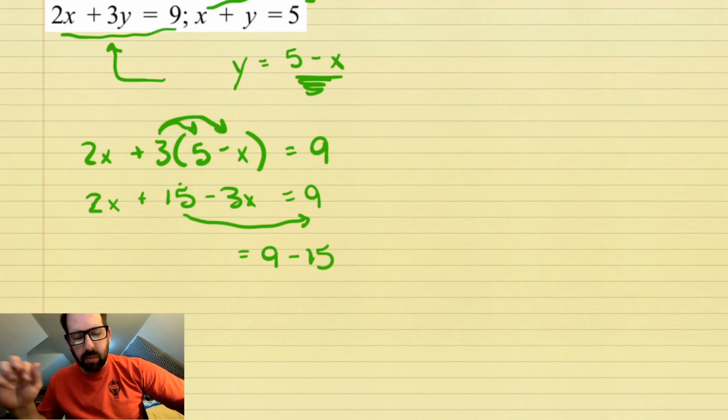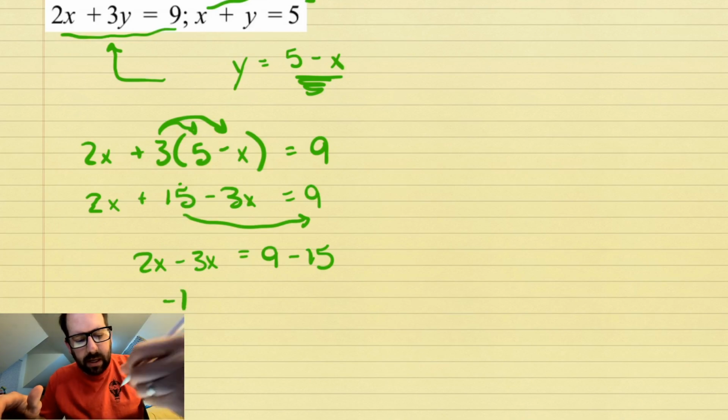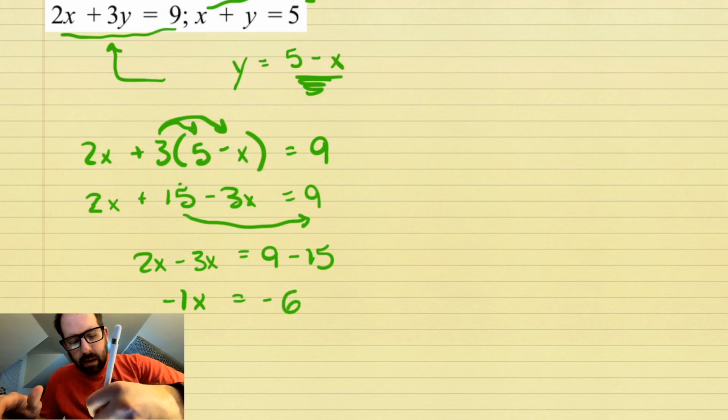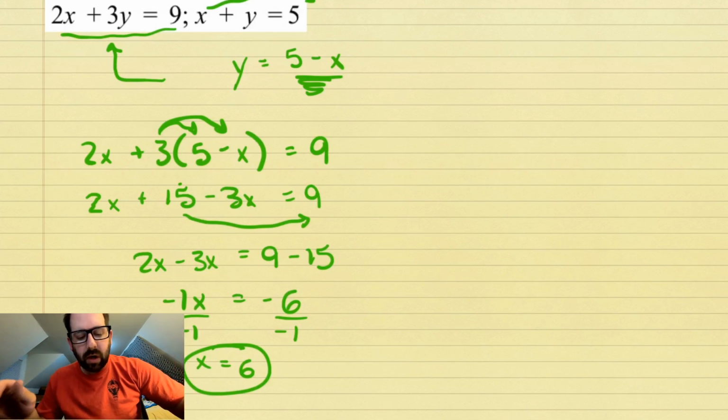It always changes sign when it moves across an equal sign. And the 2x minus 3x is on this left side. So that would be a negative 1x, 2 minus 3. And then on the other side, what is that, a negative 6 on that side? And I can divide both sides by negative 1, or just get rid of the negative sign, if you will. So my x is 6. So there's my answer that works in both equations.